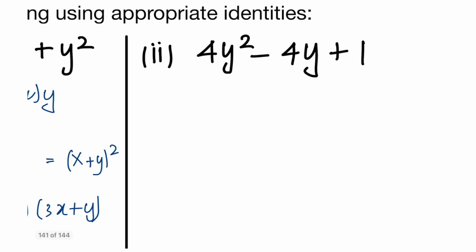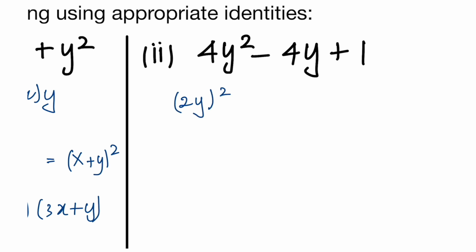Moving on to the next subdivision here, we have 4y squared minus 4y plus 1. The 4y squared can be written as 2y the whole square, right? Because 2 squared is 4. So 2y the whole squared is 4y squared. And this minus 4y can be written as 2 into 2y. And we have plus 1. And 1 can be written as 1 the whole square. Right? It's not power of 1, it's power of 2. So 1 the whole square.